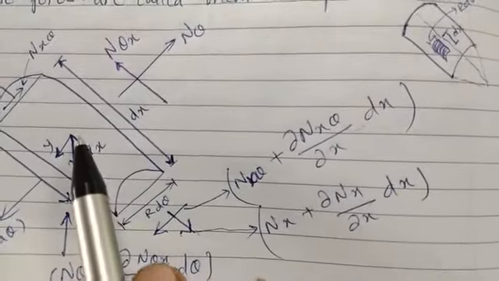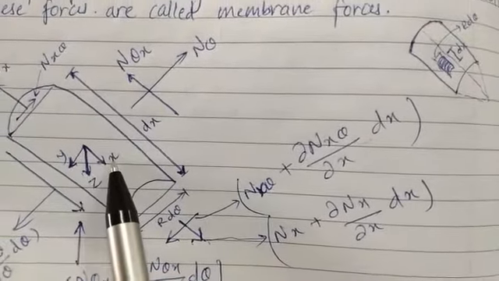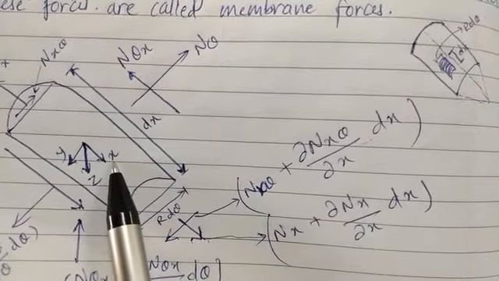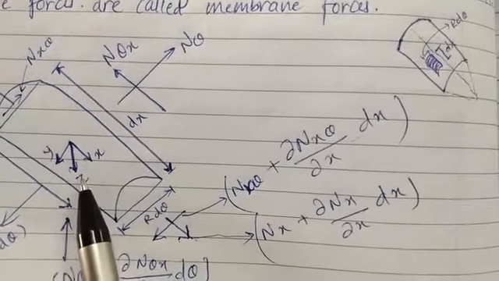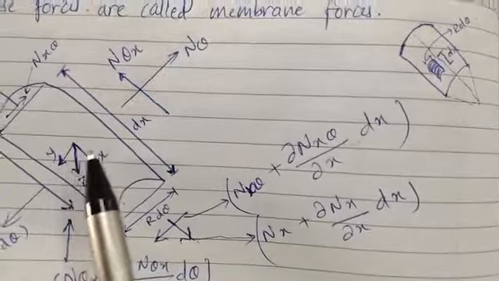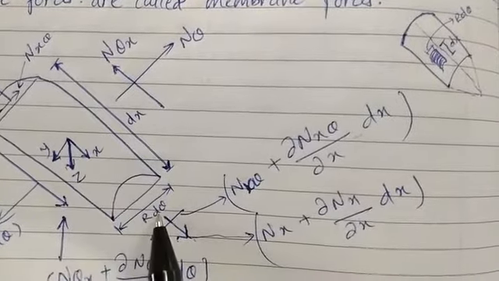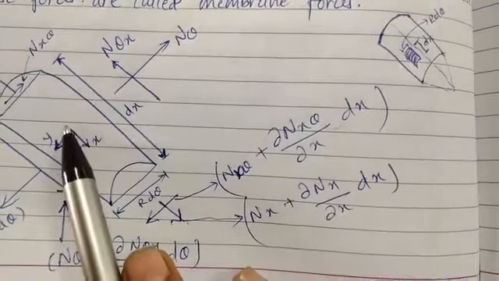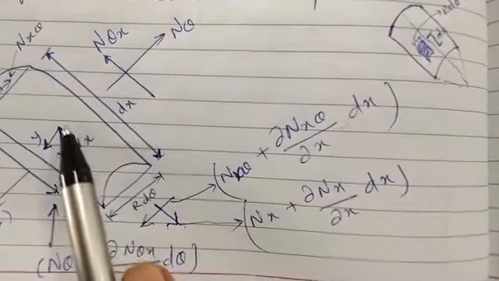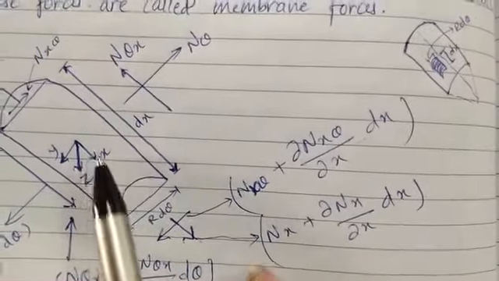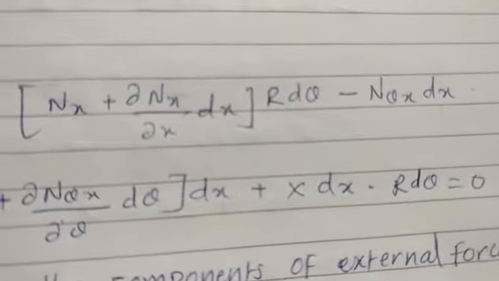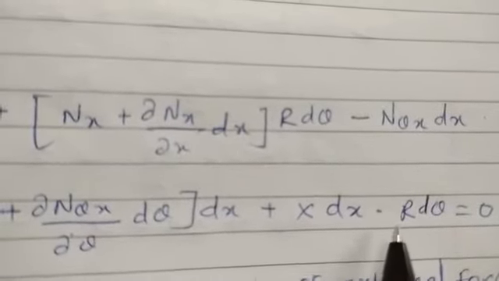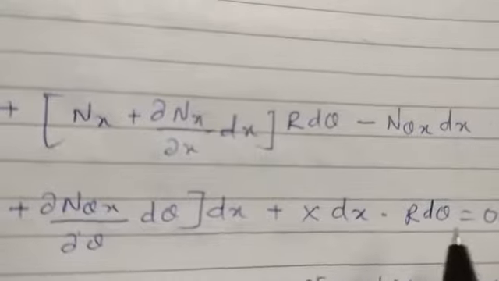Here we have represented all the forces. X force is acting along the x direction, y force is acting along the y direction, and z force is acting along the z direction. So this x into r d theta, this x is acting over this length because it is in this direction. So that's why we'll take x into r d theta. Okay, so here x dx into r d theta we have taken.